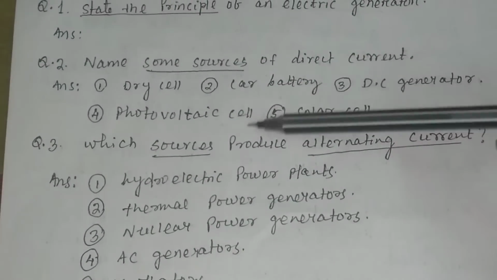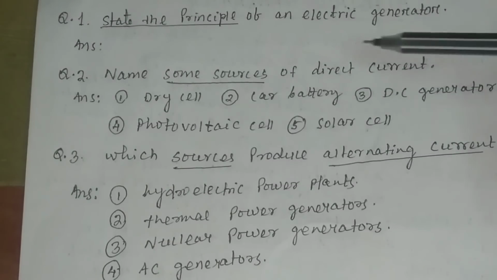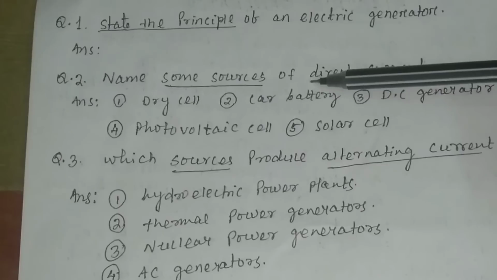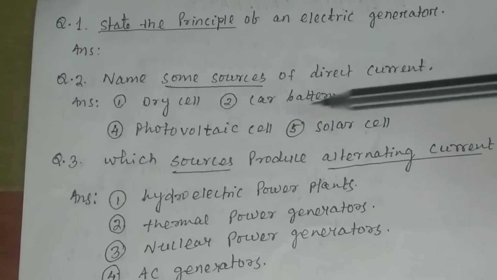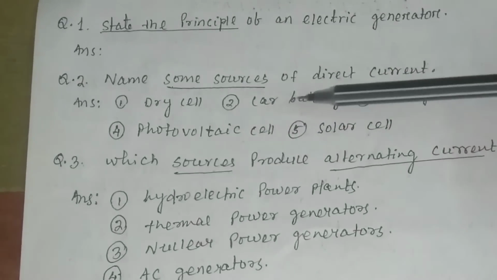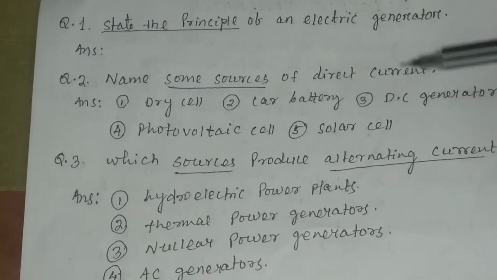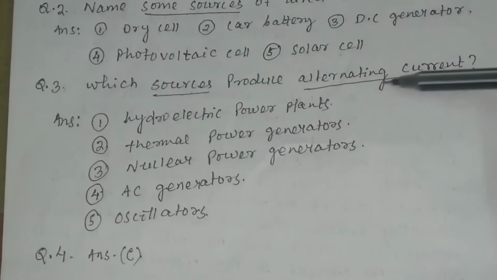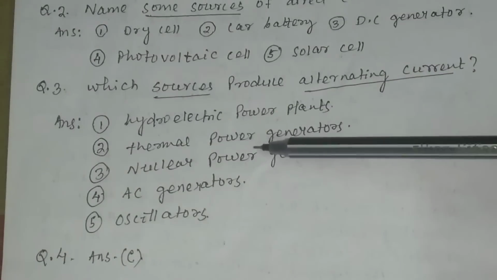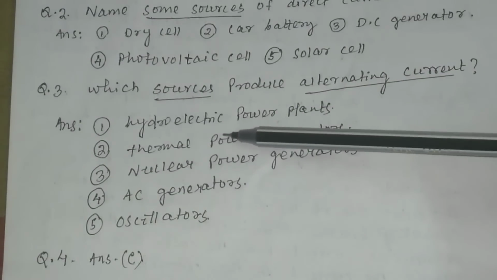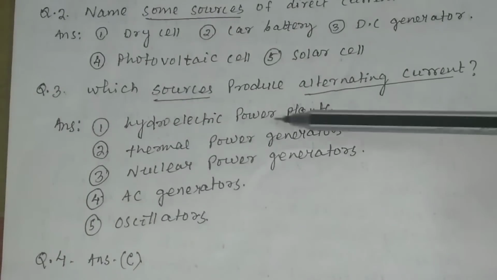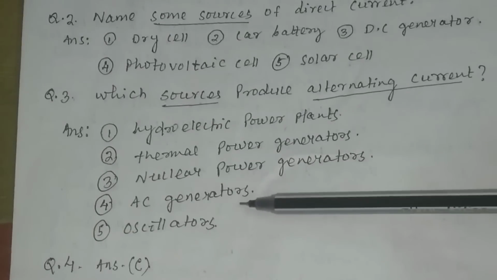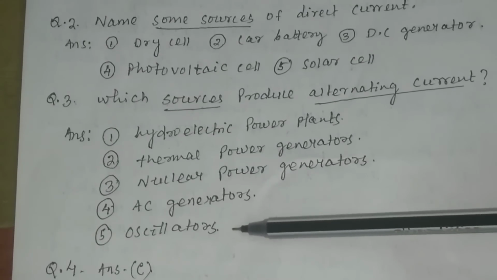Next question. Name some sources of direct current. Direct current sources are dry cell, car battery, DC generator, photovoltaic cells, solar cell, etc. Which sources produce alternating current? The sources which produce alternating current are hydroelectric power plants, thermal power plants, nuclear power generators, AC generators, and oscillators, etc.